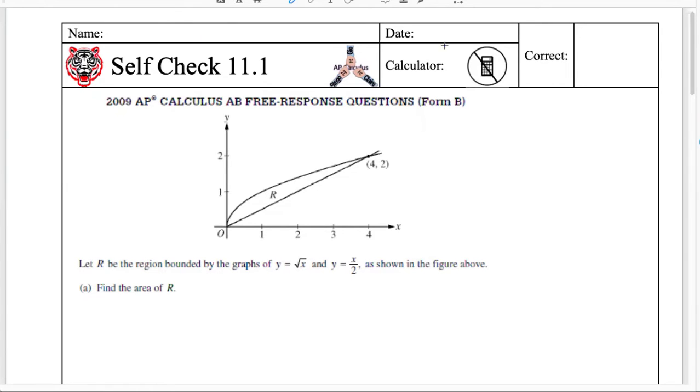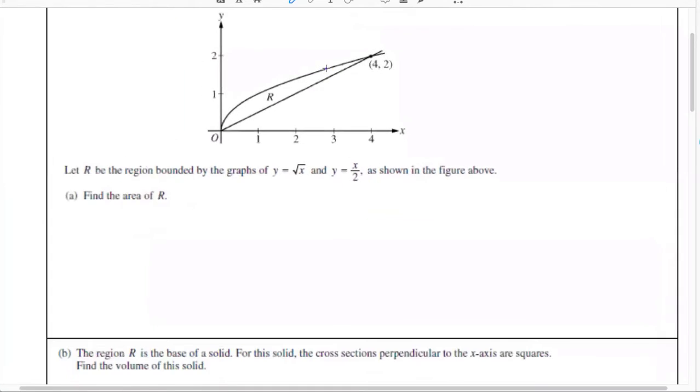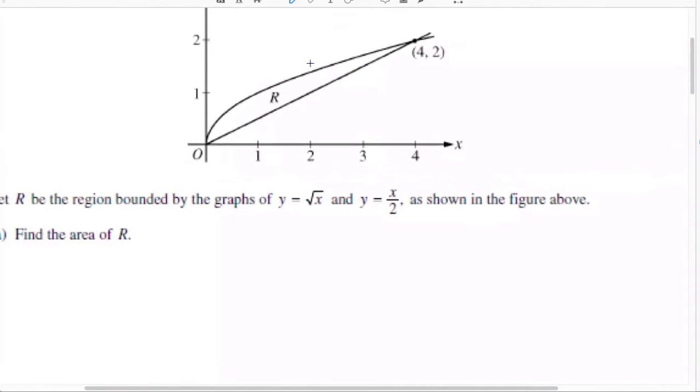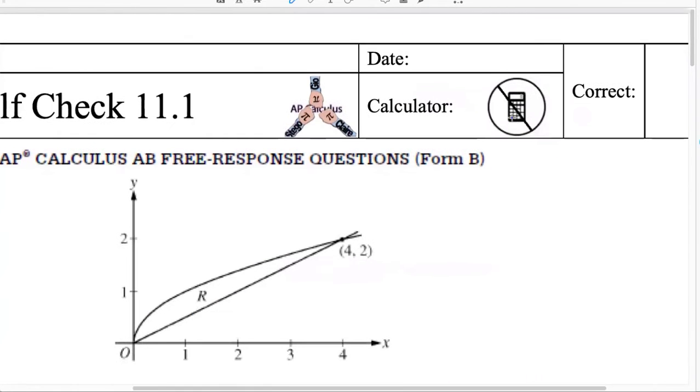All right, so 11.1, this is our self-check. How are we going to do this? These are just pretty basic volumes. We want to find the area of R, so it's just going to be top minus bottom. Integral between 0 and 4. But the hard part is no calculator.